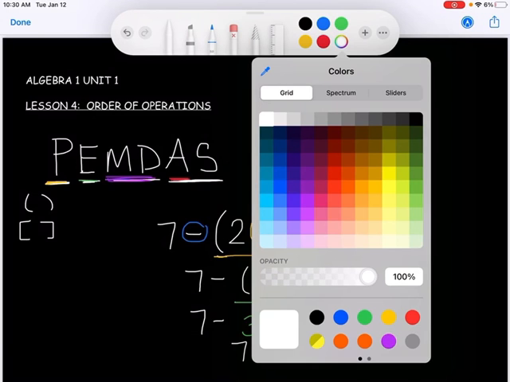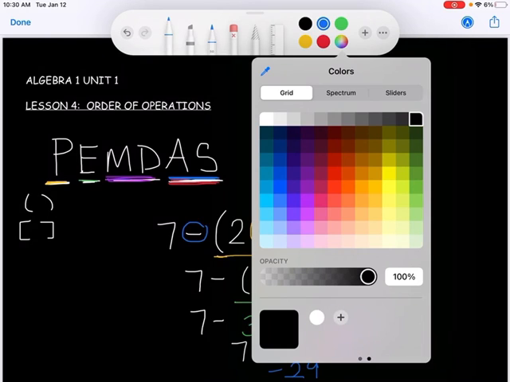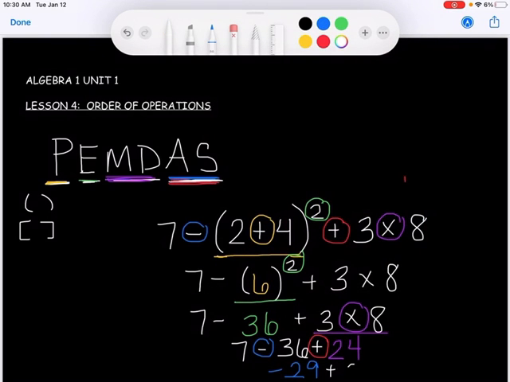All right, sorry, I should have underlined this right here. All right, next is subtraction and addition and those are together, but you want to go from left to right. So we're actually going to do the subtraction first here because it's first from left to right. So 7 minus 36 is going to give you a negative 29. And then you can bring down the plus 24. And that's the last thing we have to do here. So negative 29 plus 24 is negative 5 as your final answer.